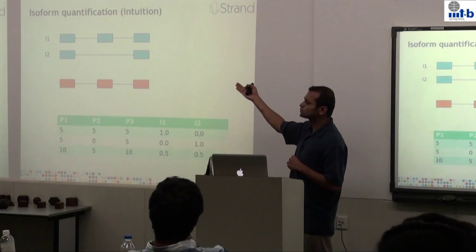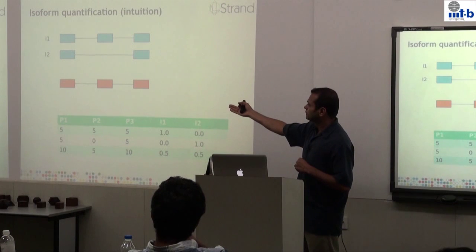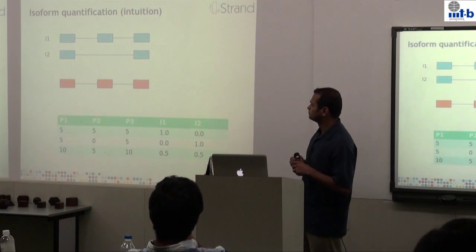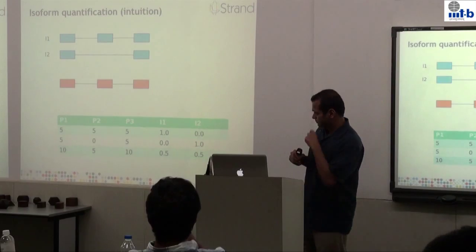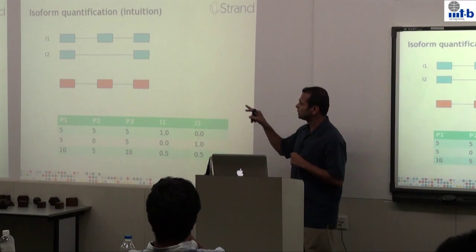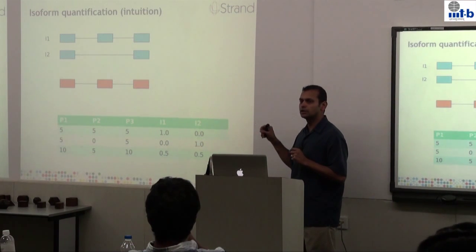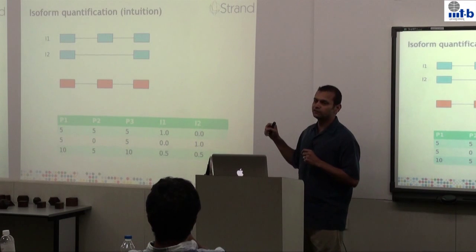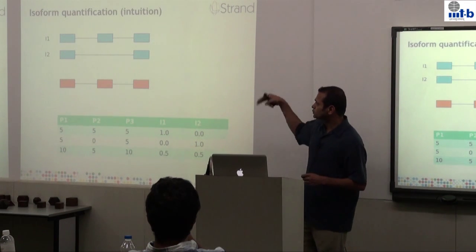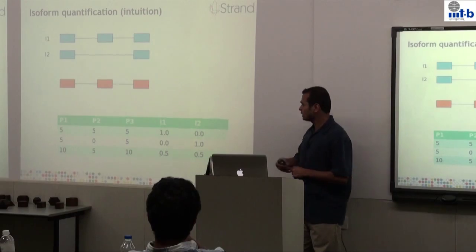So we have 2 isoforms, I1, I2. And then I create the partitions that are shown in the orange or red partitions. And if I tell you that partition 1 has 5 reads, partition 2 has 5 reads, and partition 3 has 5 reads, can you tell me which isoform is active? Actually, the answer is here.